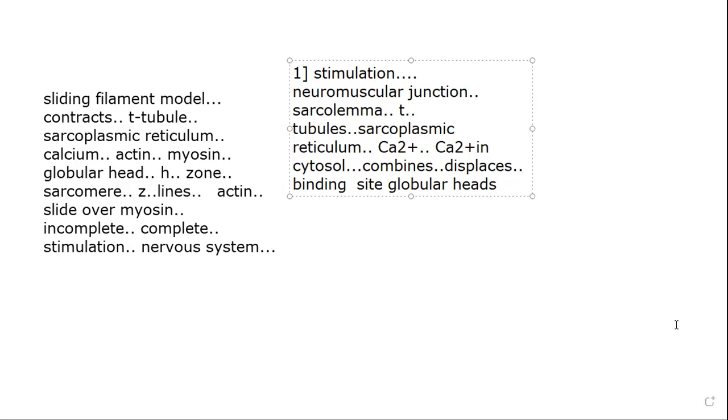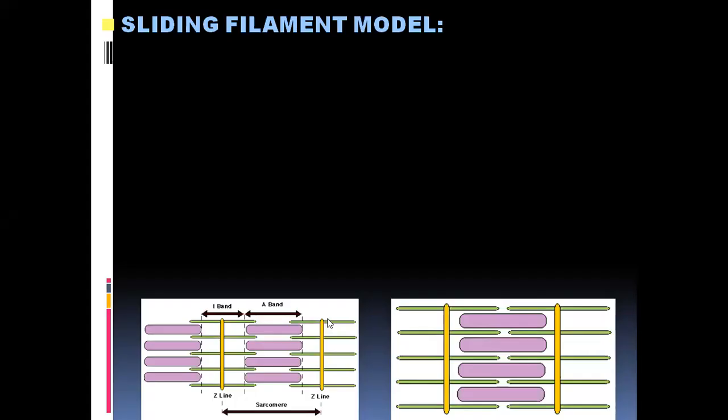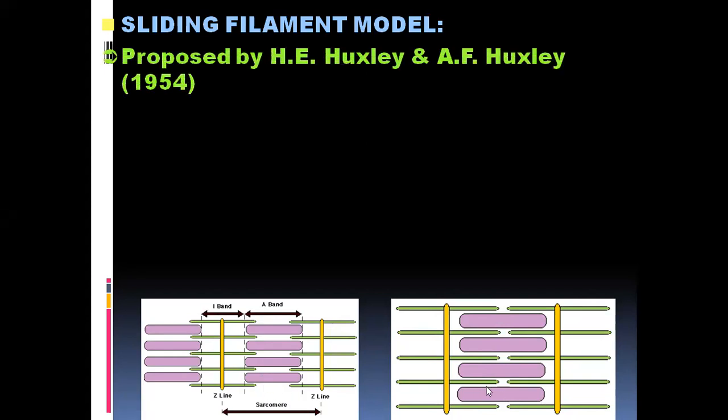Sliding filament model. This is the dark band, this is the light band, this is in a relaxed stage, this is the sarcomere. During the contracted stage, we see that they have come close together and the H zone has reduced in size. This is the H zone. It is going to reduce in size in the contracted state.